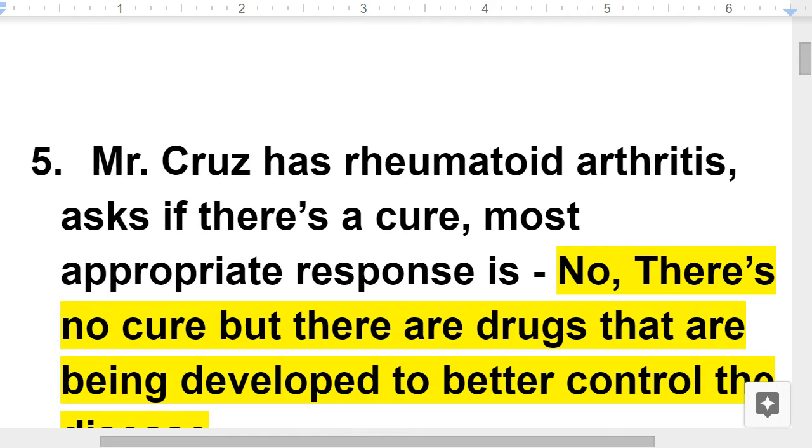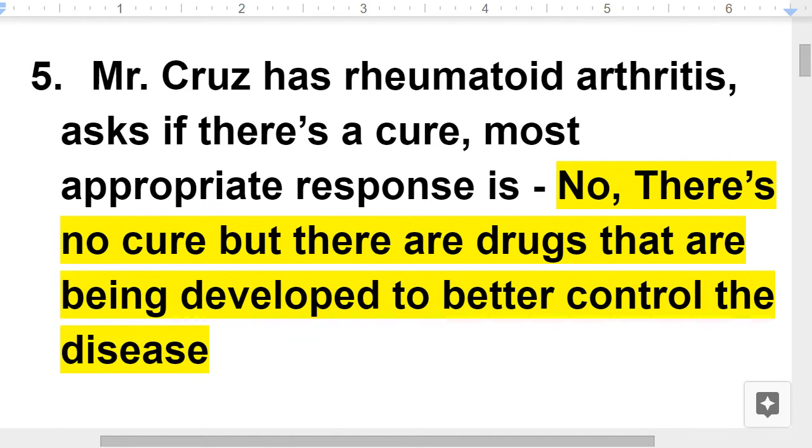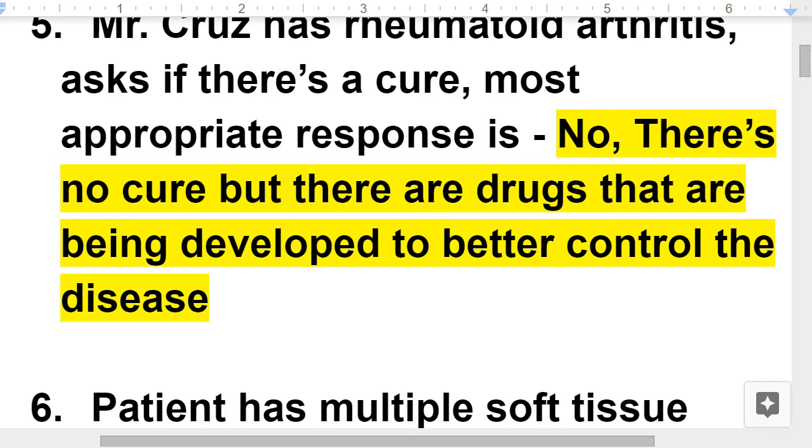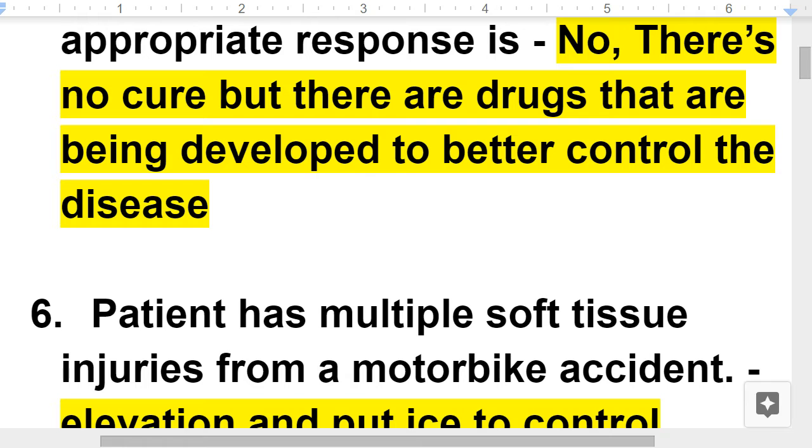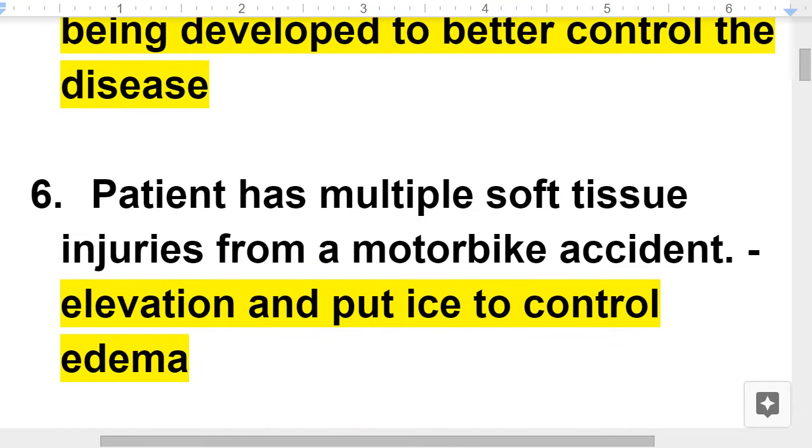Mr. Cruz has rheumatoid arthritis and asks if there's a cure. The most appropriate response would be no. There's no cure, but there are drugs being developed to better control the disease.